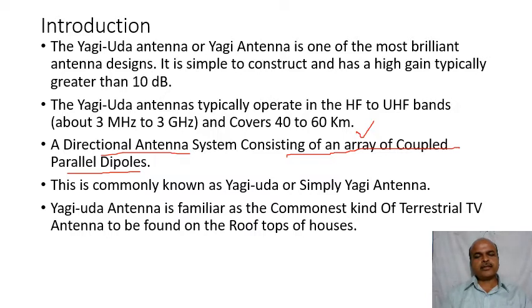Okay, so this is commonly known as the Yagi-Uda or simply the Yagi antenna. So why is the name Yagi-Uda given? This antenna was developed by the scientists Yagi and Uda, so the name is Yagi-Uda. The Yagi-Uda antenna is familiar as the commonest kind of terrestrial TV antenna found on the rooftops of houses. If you observe, in the old days this type of antenna was used for TV reception.